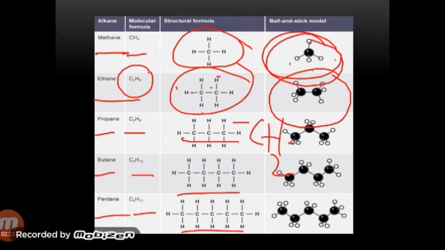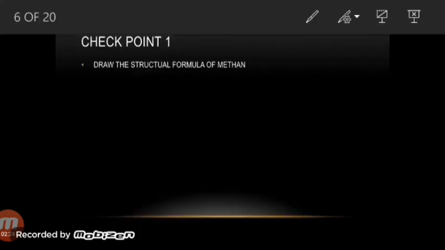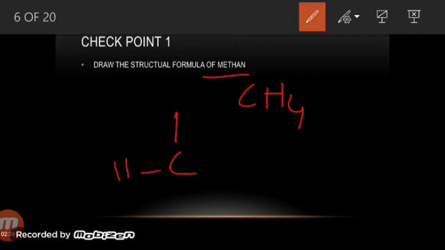Next is the checkpoint. Draw the structural formula of methane. Whenever there is a question like this, it's very easy for you to draw it out. The first thing is to write down its formula, CH4. It means this carbon is connected with 4 hydrogen atoms, and this is its structural formula. So this is the structural formula of methane.